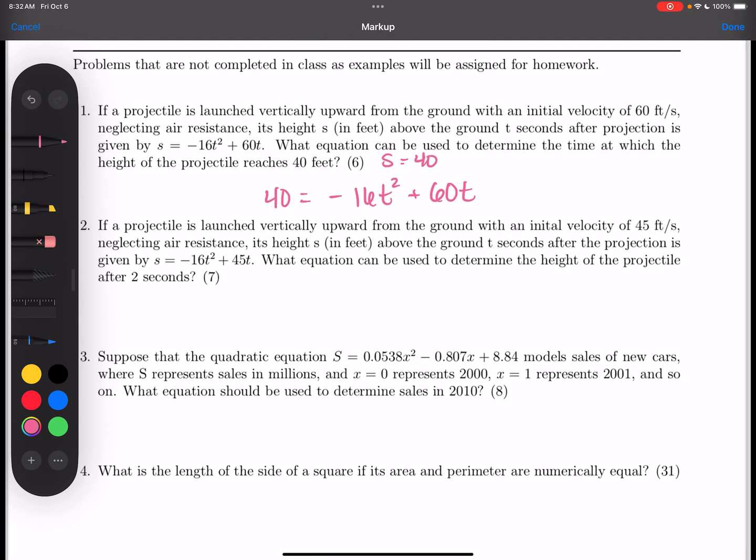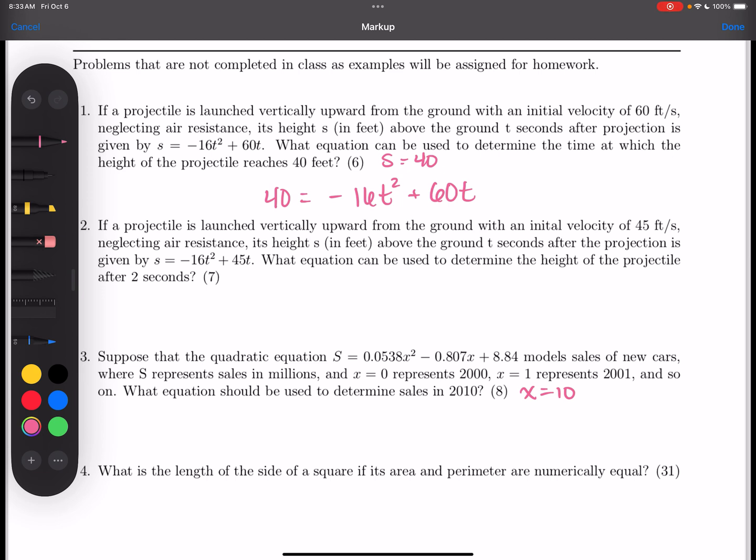All right, skipping 2, look at 3. Suppose that the quadratic equation s equals 0.0538x squared minus 0.807x plus 8.84 models the sales of new cars where s represents sales in millions and x equals 0 represents the year 2000, x equals 1 represents 2001, and so on. What equation should be used to determine the sales in 2010? So how many years since 2000 is 2010? 10. So this is going to be for x is equal to 10.